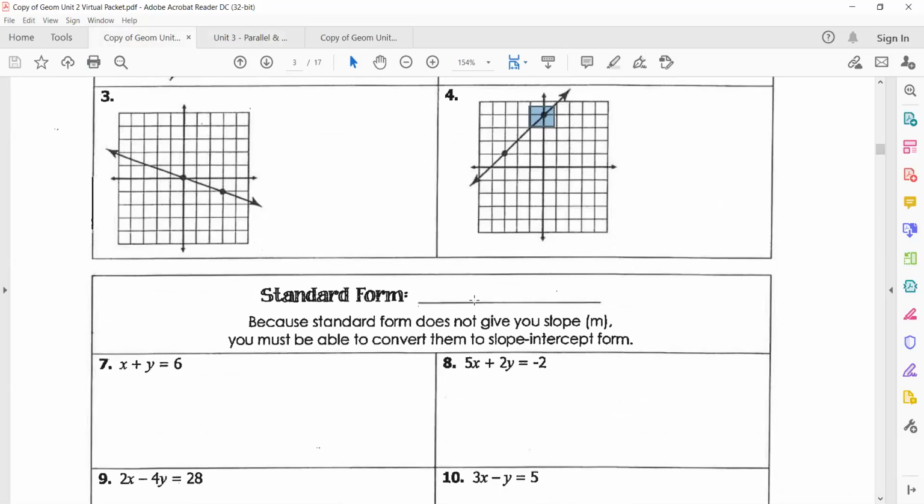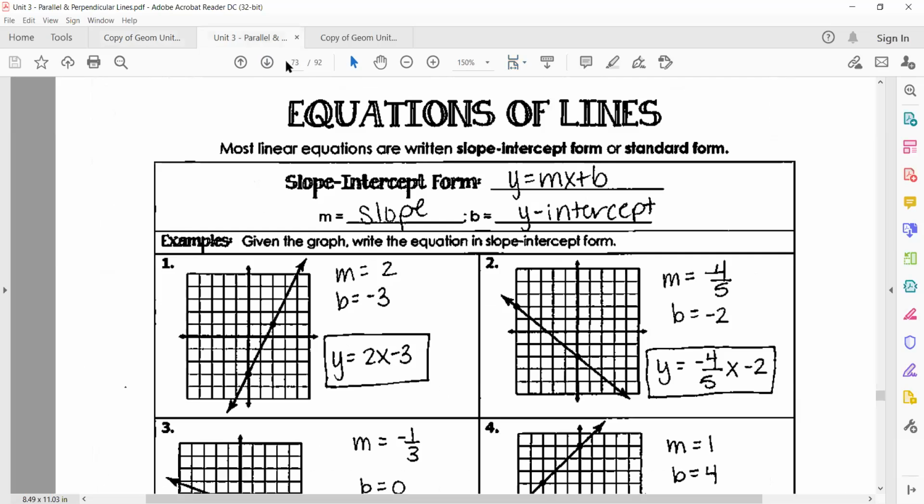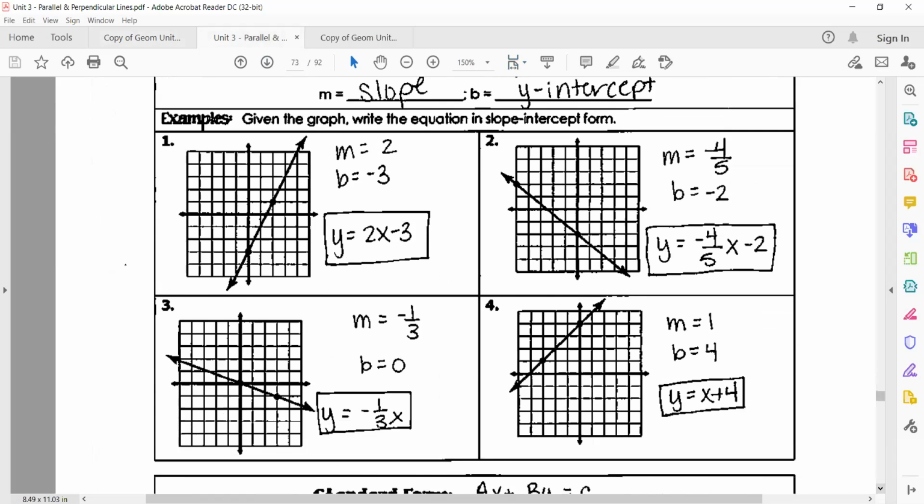Okay, now the second type of equation form that we have with graphing, with XY graphing, is called standard form. I don't know who came up with that because it's not standard in the sense that it's used most often. Slope intercept is used more than any of the others. These first 4 examples that you see down here, 7, 8, 9, and 10, those are all in standard form. Anybody remember the formal version of standard form? It's AX plus BY equals C.